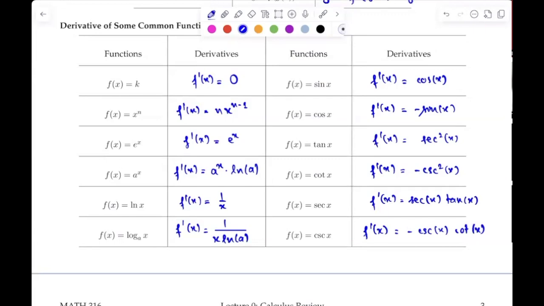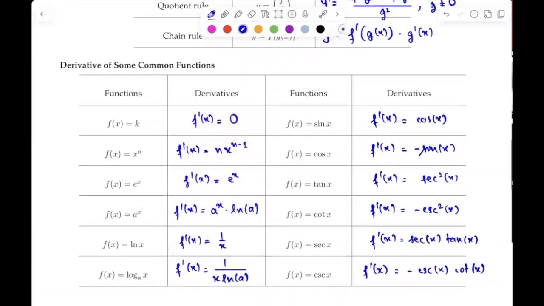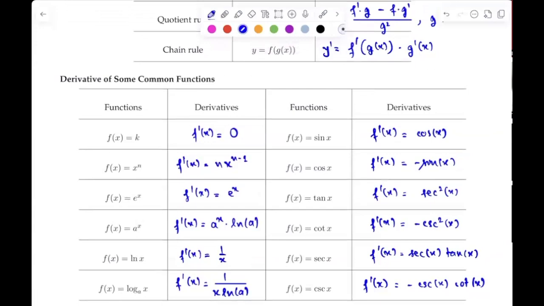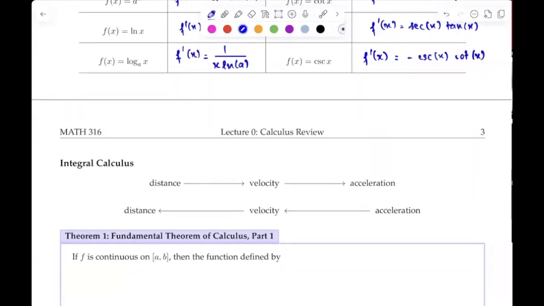So these are some formulas. You have seen them before, hopefully. And again, we're going to see this over and over again throughout this semester. If you don't have any questions, let's move on to integral calculus. Again, I just want to give you the higher level information.